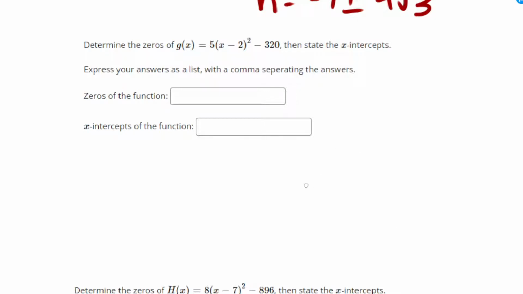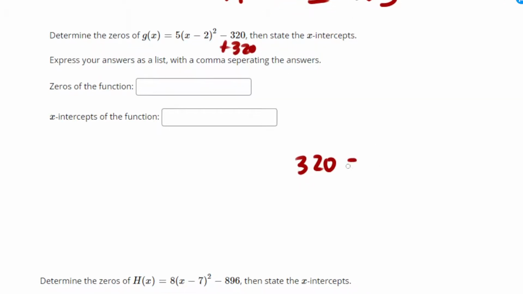So what we can do is we want to get everything that we can to the other side. So we're going to add 320 to the other side. So we have 320 is equal, well, first and foremost, you set the whole equation equal to 0. You get rid of your g of x, which is fine. So now we have 5 times x minus 2 squared, and then we can divide both sides by 5.